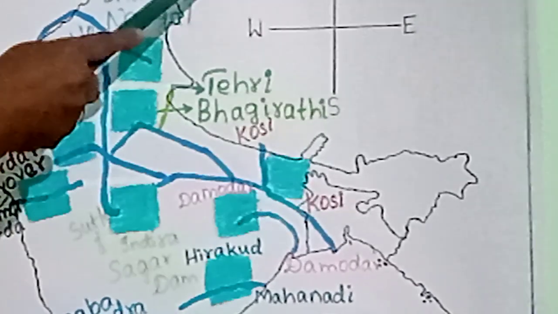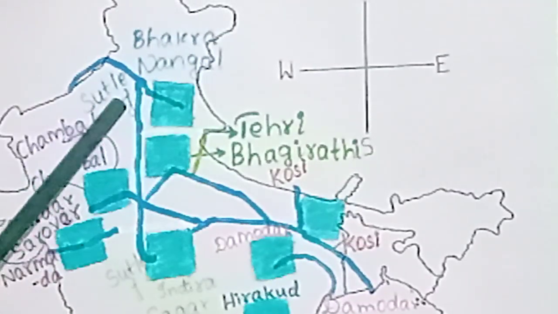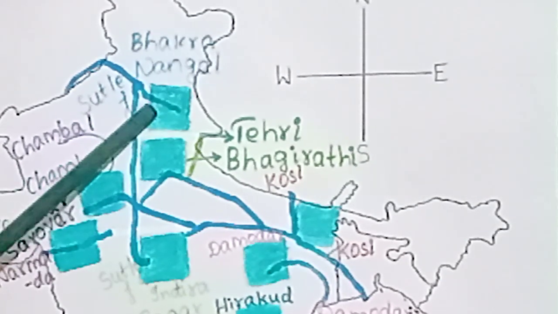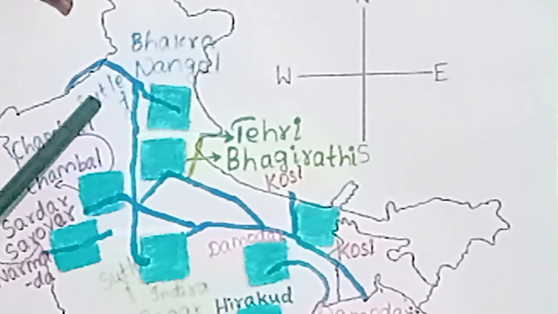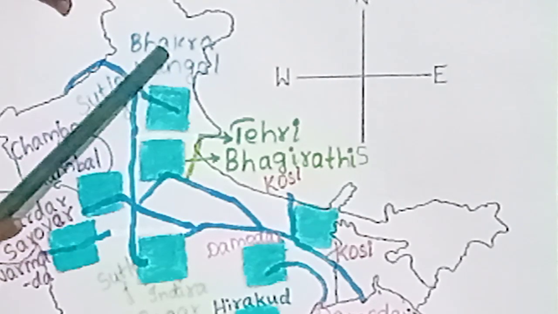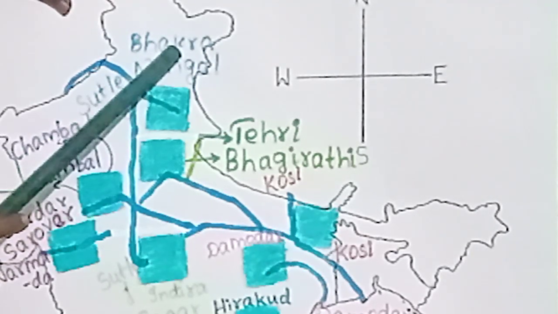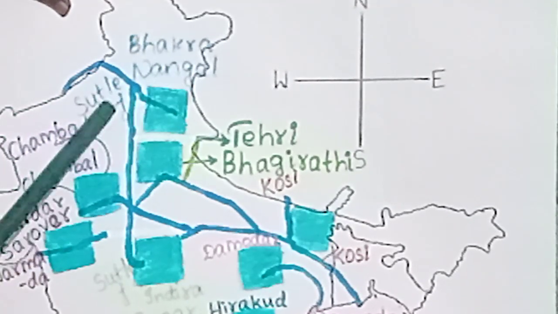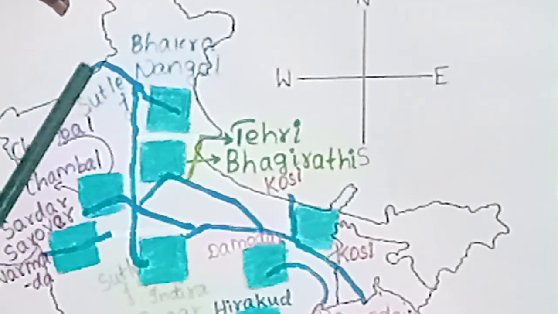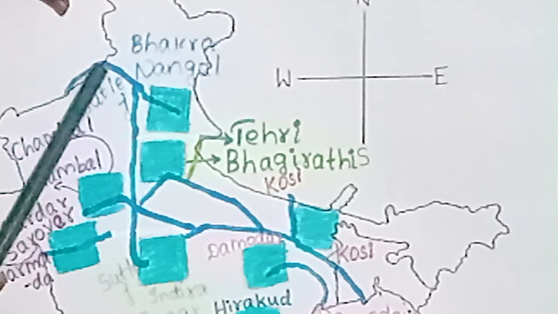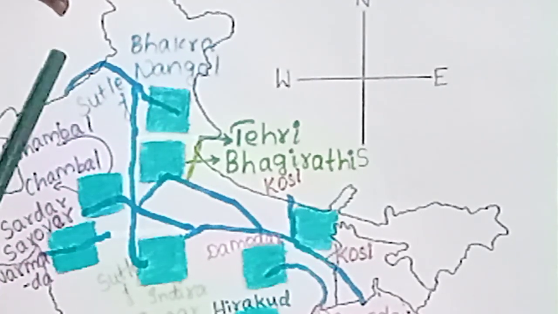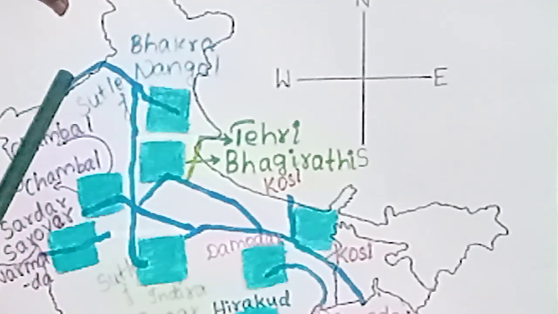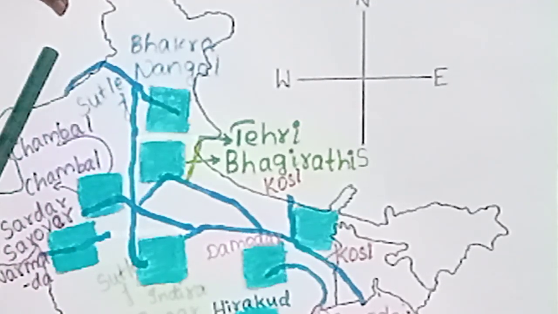The next important dam is Bakra Dam. This dam is built across the river Sutlej. Bakra Dam is the highest gravity dam. The Sutlej river is one of the tributaries of river Indus.